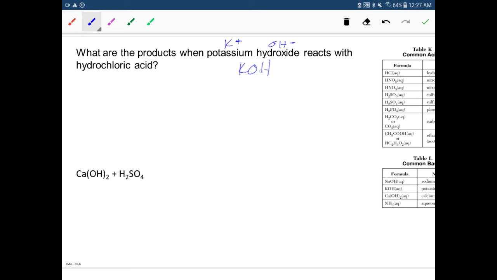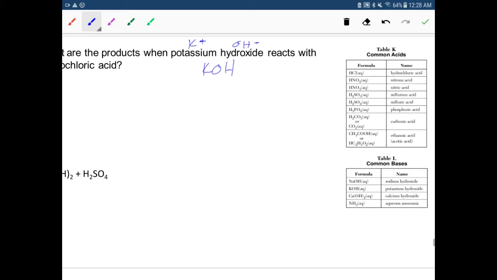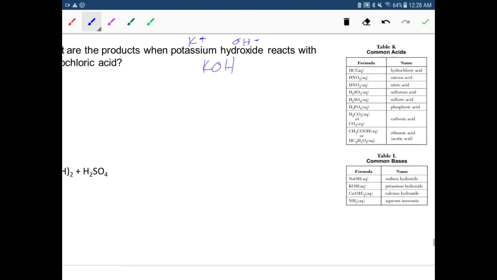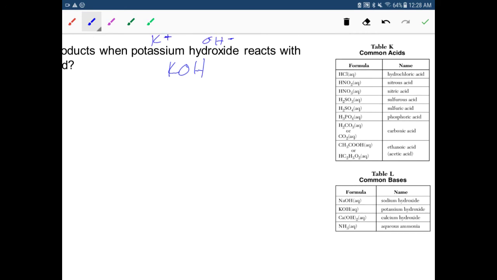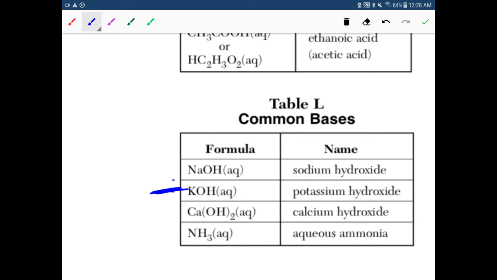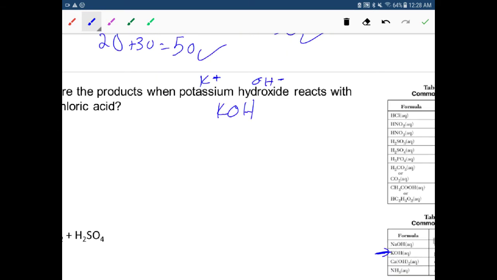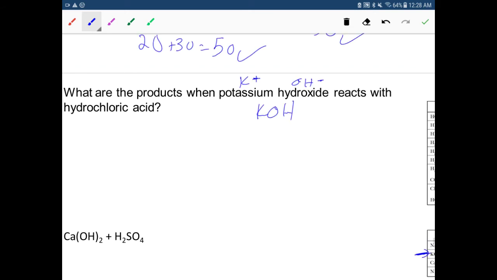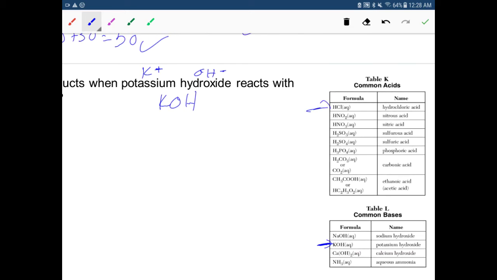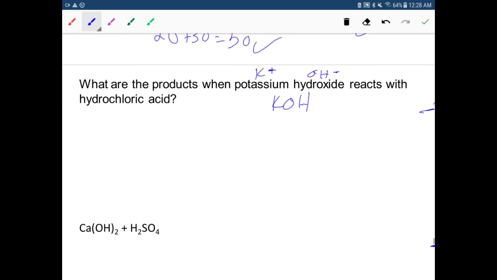If you don't remember how to do this, remember you have table K and table L. If you are only given the names without the chemical formula, you can always refer to table L, table K to get the formula. So potassium hydroxide is right here. It's the base. Potassium hydroxide is KOH, which is exactly what I wrote in here. The next, potassium hydroxide will react with hydrochloric acid. Hydrochloric acid, by now you should know, it's HCl. If you don't know, go to table K. This is the first one.